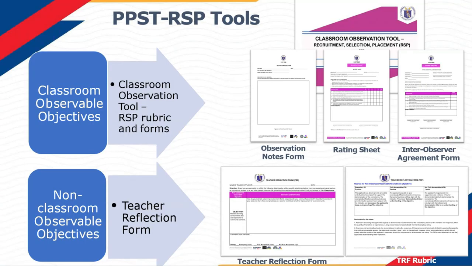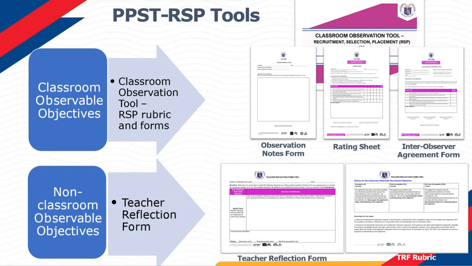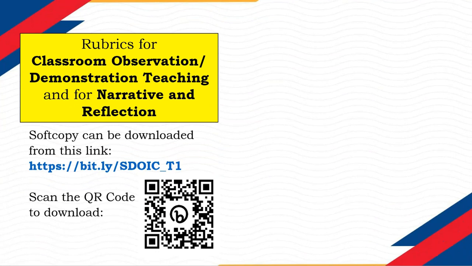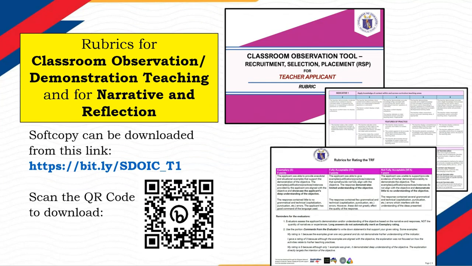Again, for these 2 criteria, both for classroom observable indicators and non-classroom observable indicators, we have these tools that will be used to assess your performance: the COT for the recruitment and selection and placement, and the teacher reflection form. The rubrics for classroom observation, demonstration teaching, and for narrative and reflection can be downloaded on the link that you can see on the screen. You can also scan the QR code to download the indicators or the rubrics.